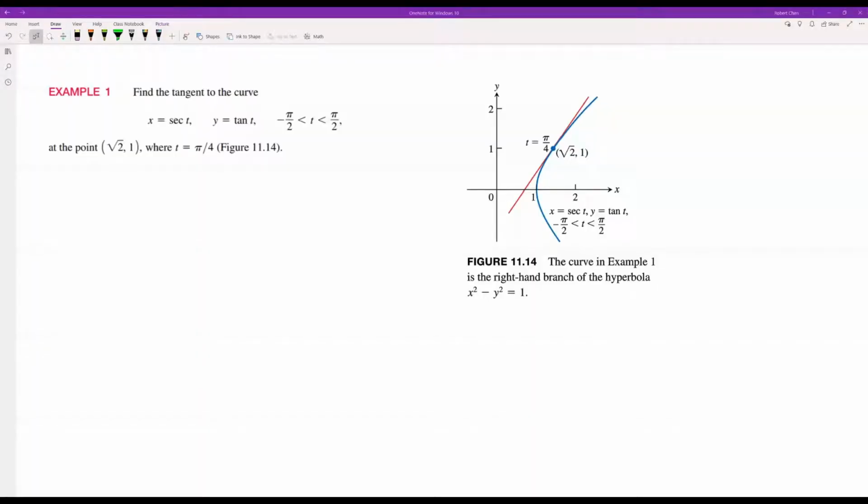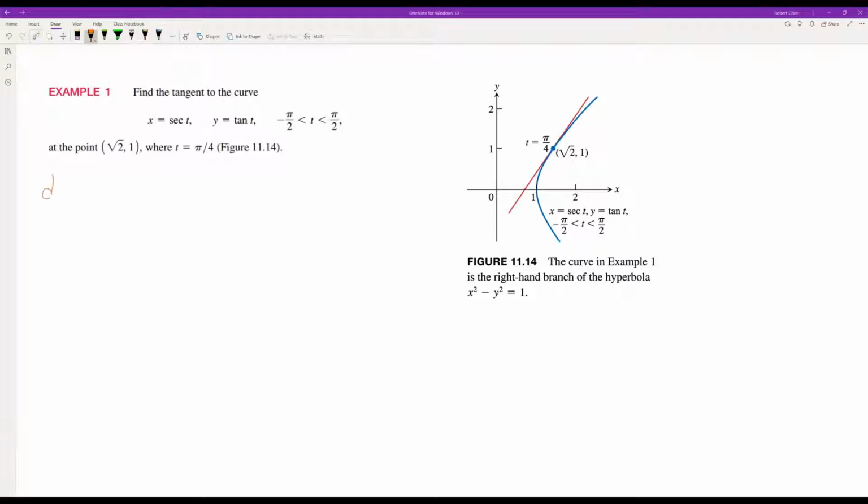Example one: we want to find the tangent line to the parametric equations x equals secant t and y equals tangent t, for t between negative pi over 2 and pi over 2, at the point (radical 2, 1) where t is equal to pi over 4. That's a lot of information, and it's all we need. To find the equation of the line, we need to find the slope, which is the derivative at that point.